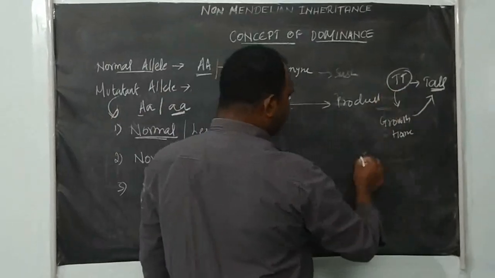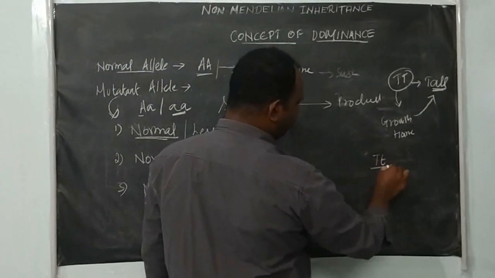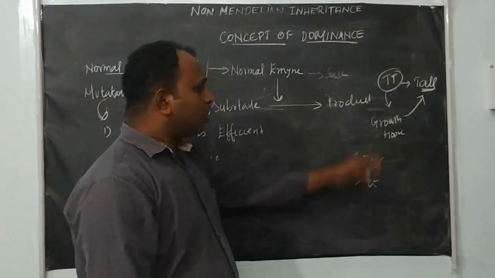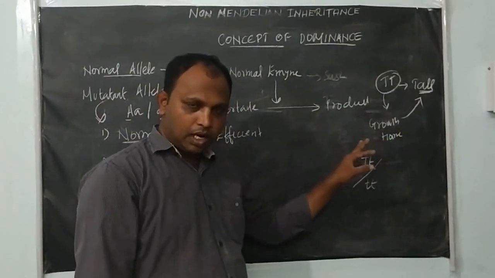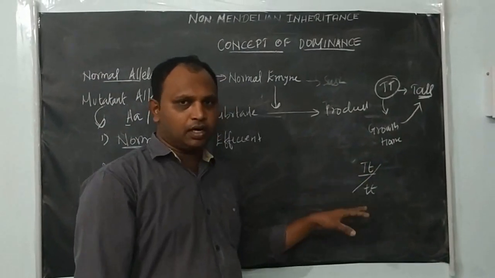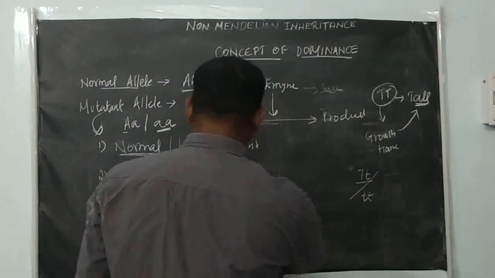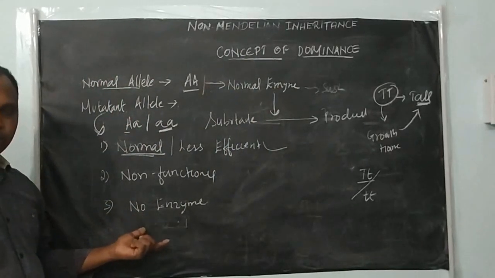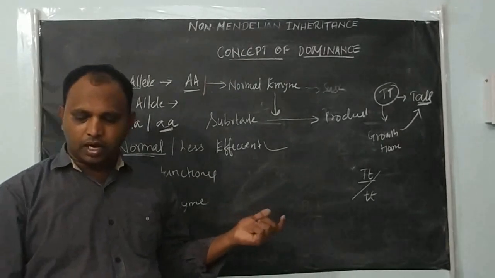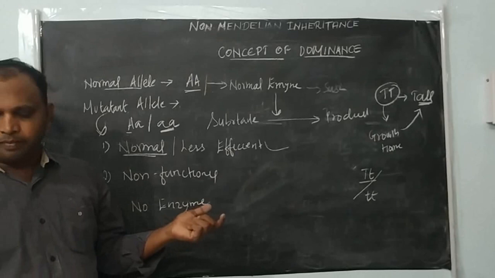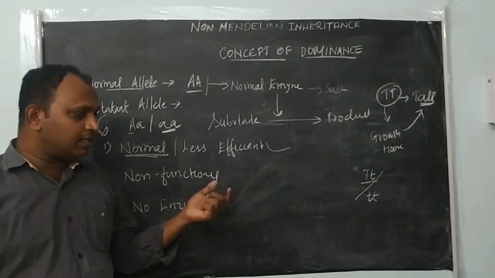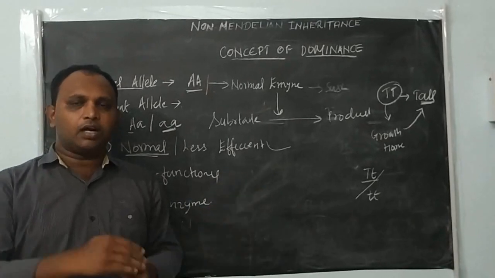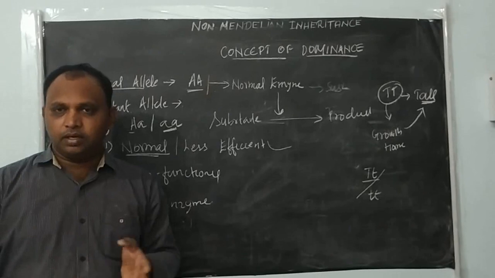If this allele is modified, what will happen? If it is mutated to small t, then it produces normal hormone, or maybe no hormone, or non-functional hormone. If it is normal hormone, it produces tallness. If it is non-functional hormone or no hormone, definitely the hormone is not available, so the amount of hormone may be less or absent, and the plant height becomes dwarf. The plant will not grow further, so the plant will be dwarf, right?